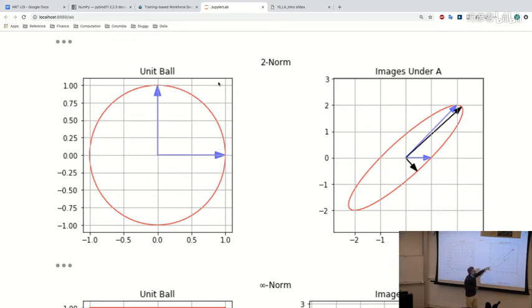Okay. I then look around that ellipse and I ask, what is the longest vector? What is the length of the longest vector in the 2 norm under this mapping? And that's the norm of A, the 2 norm of A. So these blue arrows here are, we take the unit vectors, and the unit vectors map to there. They're not actually the longest ones.